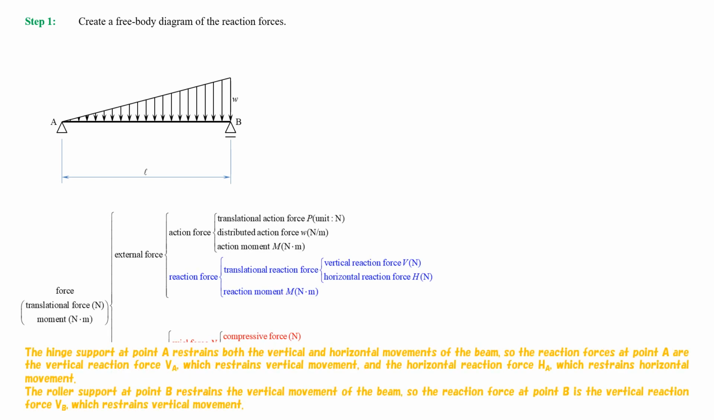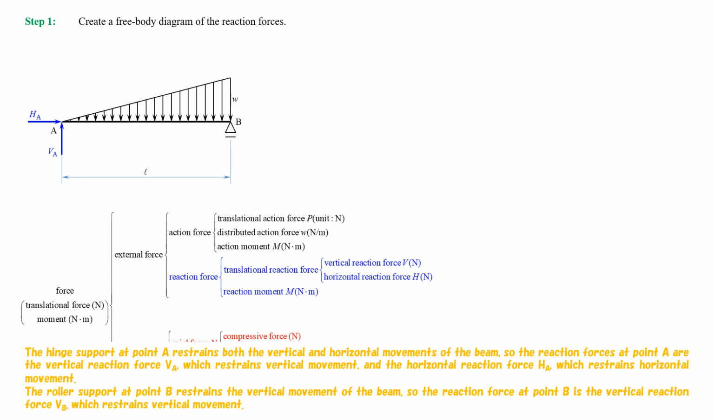The hinge support at point A restrains both the vertical and horizontal movements of the beam, so the reaction forces at point A are the vertical reaction force VA, which restrains vertical movement, and the horizontal reaction force HA, which restrains horizontal movement.